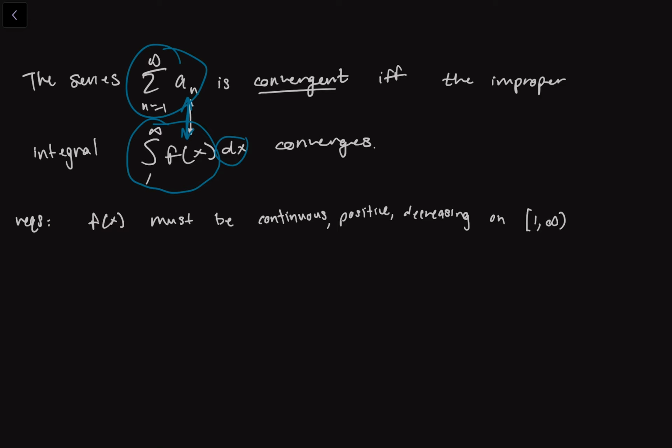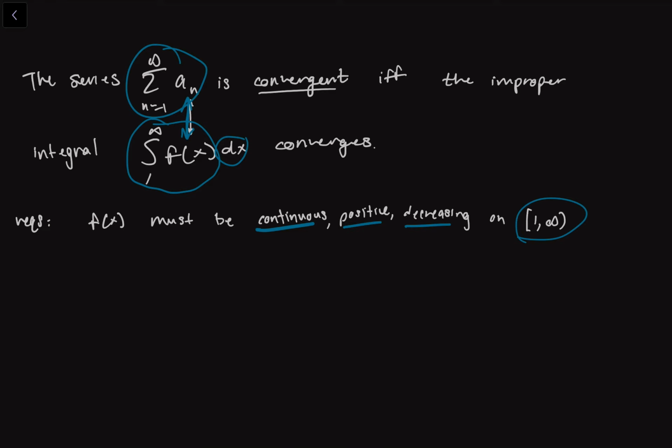And sometimes that improper integral will converge to a certain number. That's what it means to converge. It will approach a number. That doesn't mean that the series will converge to that number. It will just match the convergence of the integral. But we have a few requirements. In order to use the integral test, a sub n, our sequence, must be continuous, positive, and decreasing on this interval.